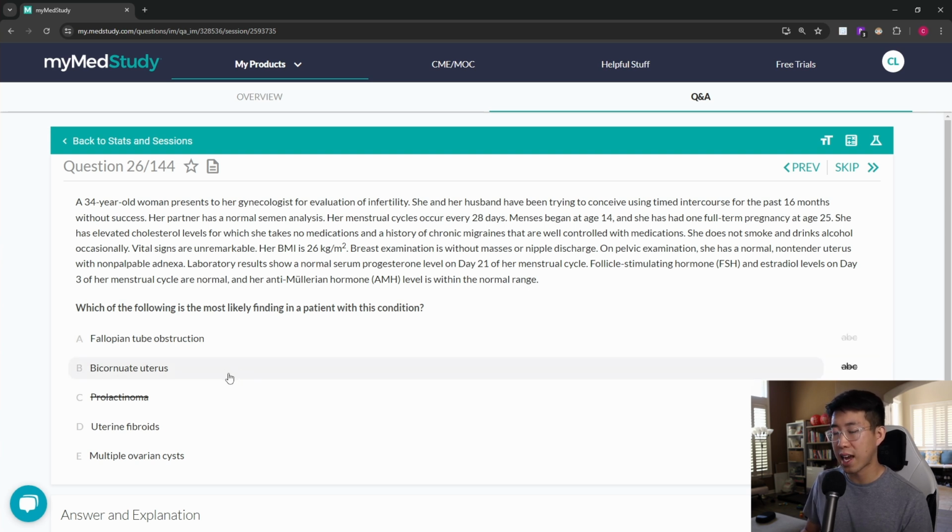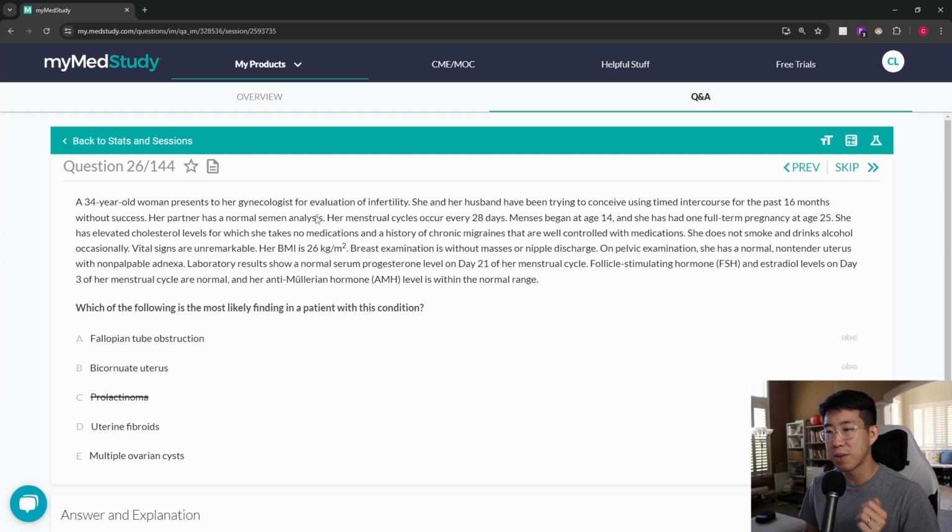Bicornuate uterus can lead to infertility. It's just one of those embryologic things where it doesn't form quite properly. But we'll have to see. Fallopian tube obstruction, I'm not really familiar with a lot of these. Uterine fibroids, so this is going to be a very common cause of infertility. So she and her husband have been trying to conceive using timed intercourse for the past 16 months without success. Because she's less than age 35, we term infertility as being after 12 months of trying to conceive with no success. If she's greater than 35 years old, then the cutoff is 6 months.